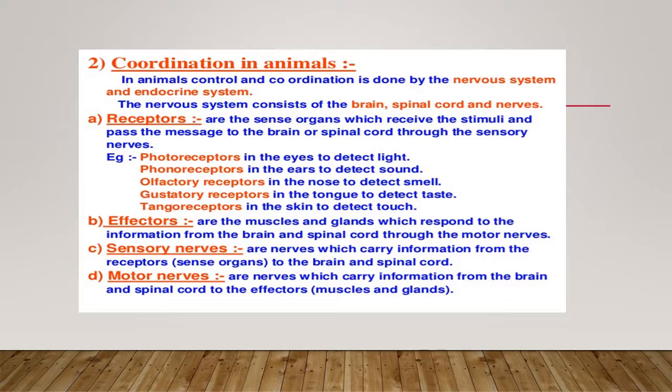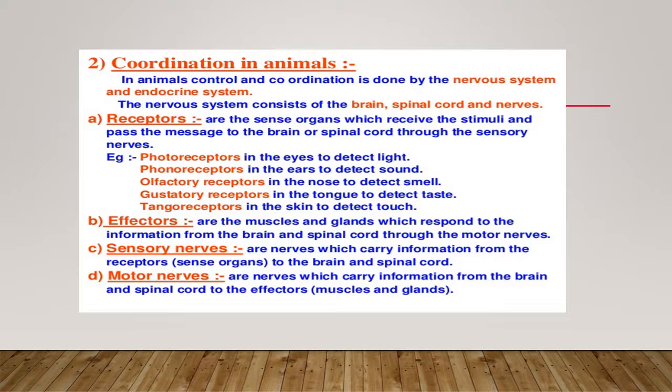What are effectors? Effectors are the muscles and the glands which respond to the information from the brain and spinal cord through the motor nerves. In the next slides, we will see what motor nerves and sensory nerves are. But look at the definition first.